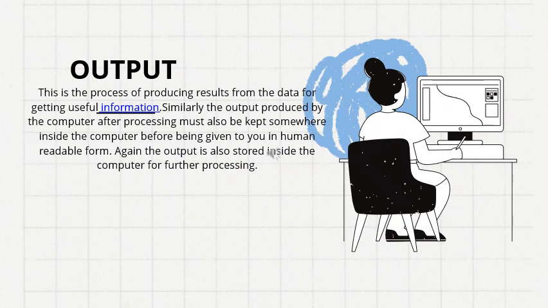Let us discuss output. This is the process of producing results from the data for getting useful information. Similarly, the output produced by the computer after processing must also be kept somewhere inside the computer before being given to you in human readable form. Again, the output is also stored inside the computer for further processing. So the output devices commonly used are monitor, printer, plotter, speaker.